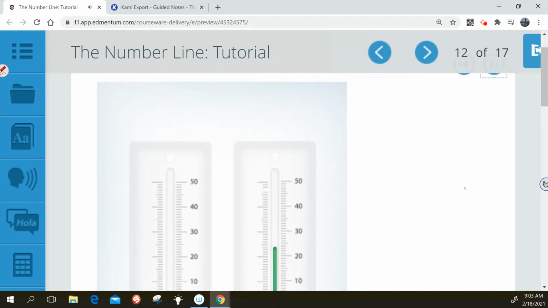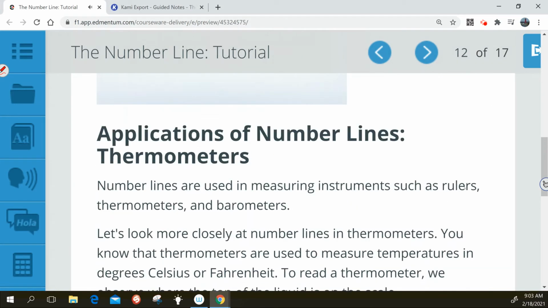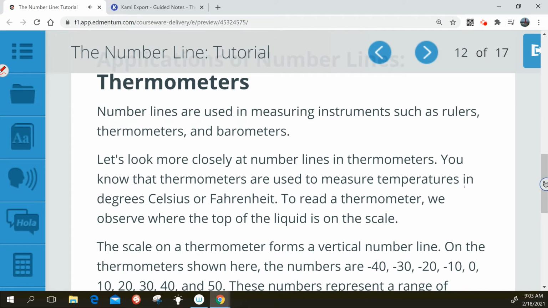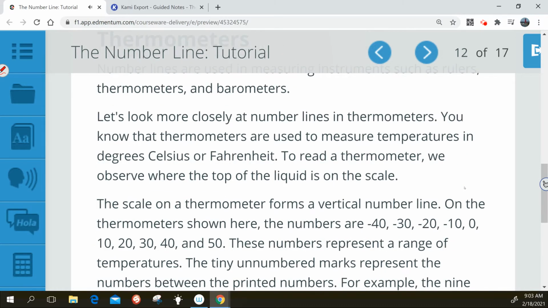Applications of number lines. Thermometers. Number lines are used in measuring instruments such as rulers, thermometers, and barometers. Let's look more closely at number lines and thermometers. You know that thermometers are used to measure temperatures in degrees Celsius or Fahrenheit. To read a thermometer, we observe where the top of the liquid is on the scale. The scale on the thermometer forms a vertical number line.